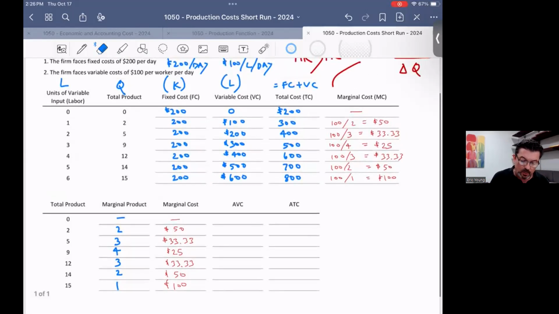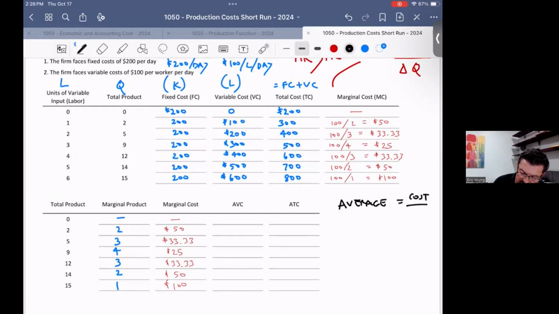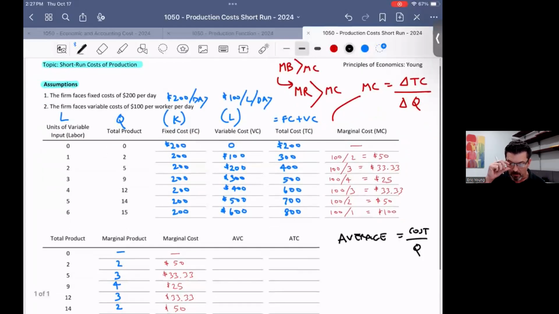Okay? We have 2 more things to do, my friends, and we're going to go into a different color just so we can kind of make our marginals in red. I want to introduce now the idea of average. Okay? In economics, any average cost is the cost divided by Q. Any average is the cost divided by Q. So you got to be real careful. Marginal, you divide by the change in Q, but for average, you divide by Q.